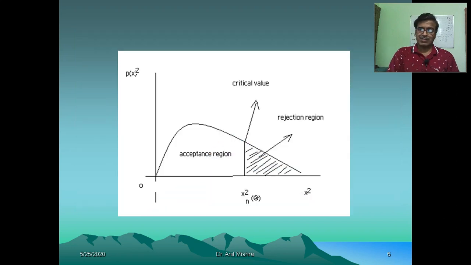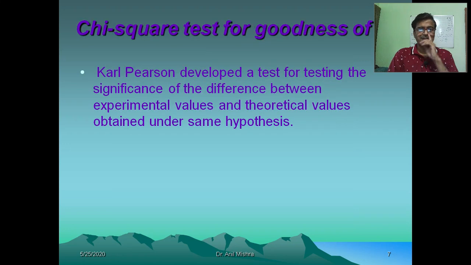And the concept is acceptance zones and rejection zones, if you represent it graphically, but it does not look like a normal distribution; rather, it is an asymmetrical distribution. Now we start with the chi-square for the goodness of fit.